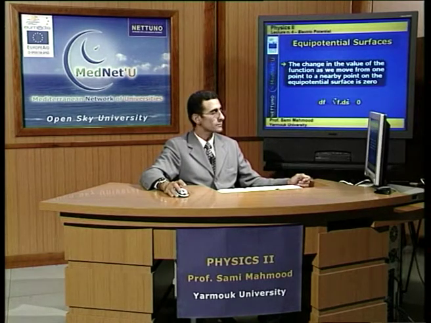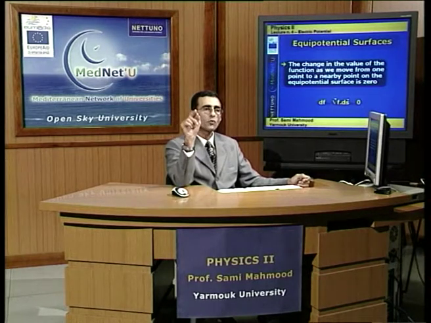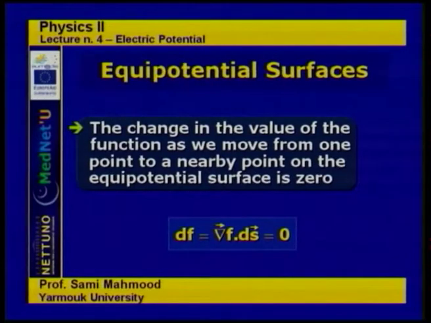And thus, if we move from one point on the surface a small vector displacement ds, a length ds, then the difference in the point function, df, which is defined as the gradient of f dot ds, this is the length moved along the surface, is equal to 0, because if we move from one point to another on the equipotential surface, the change in the potential, or the change in the function describing the potential, is 0.